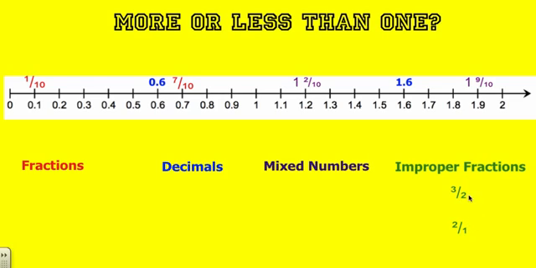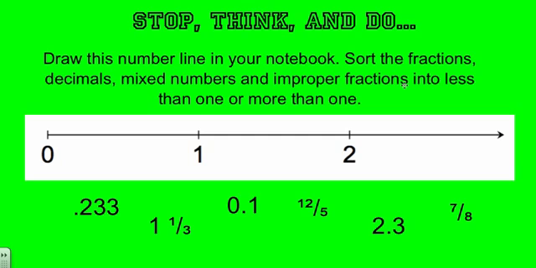Now your improper fractions can be thought of as division problems. In an improper fraction, the top number, or the numerator, is always bigger than the bottom number, or the denominator. So 3 over 2. Notice 3 is bigger than 2. And if we do 3 divided by 2, that gives us 1.5, which is greater than 1. And again, here's another improper fraction. Think of it as a division problem. 2 divided by 1 is 2, which is also greater than 1. So you'll notice mixed numbers and improper fractions are going to be greater than 1, and fractions are less than 1, and decimals can be less than 1 and greater than 1.